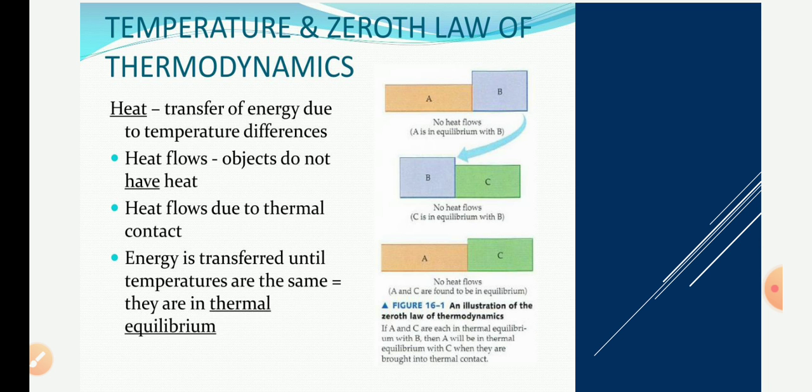What is heat? What is temperature? We obtain all of this from the zeroth law of thermodynamics. Heat is a form of energy, and it transfers between substances due to the difference between their temperatures. Heat always flows. Objects do not have heat.